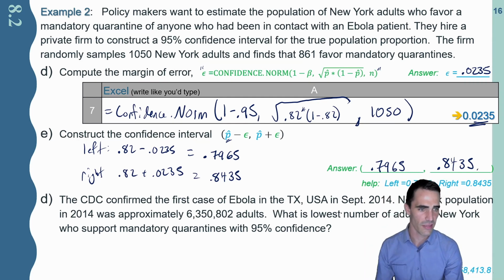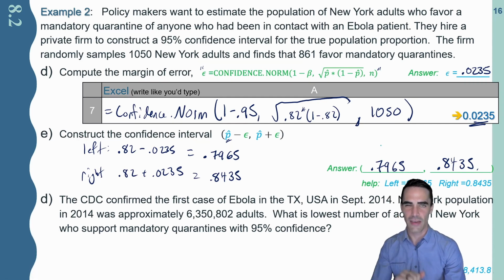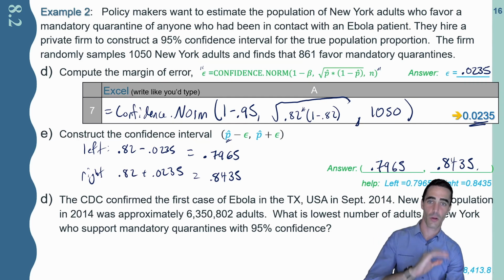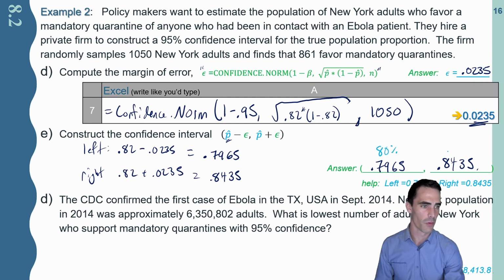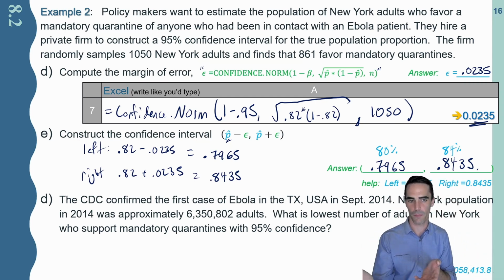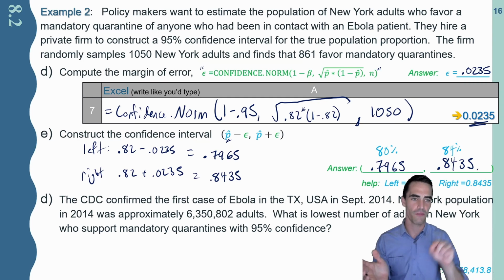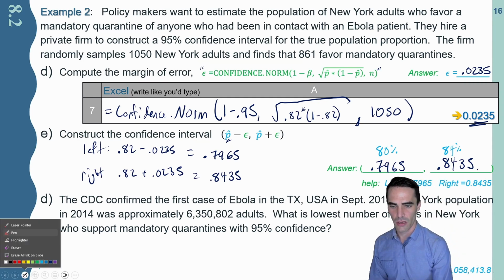In order to conceptualize this, I would encourage you to think about these in terms of the percentages that they represent. For instance, on my low end, if I rounded that to a whole percent, that would be 80% of people will support a mandatory quarantine, or at least in New York. And on the high end, it looks roughly like 84%. So here's how we can apply this. Certainly the firm would take this, and this is bare minimum information, but they can actually more properly quantify the number of people. And that's what this next application is all about.